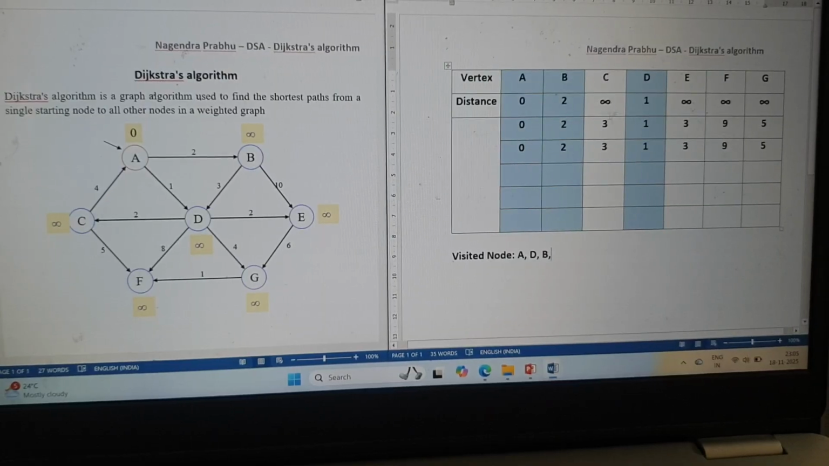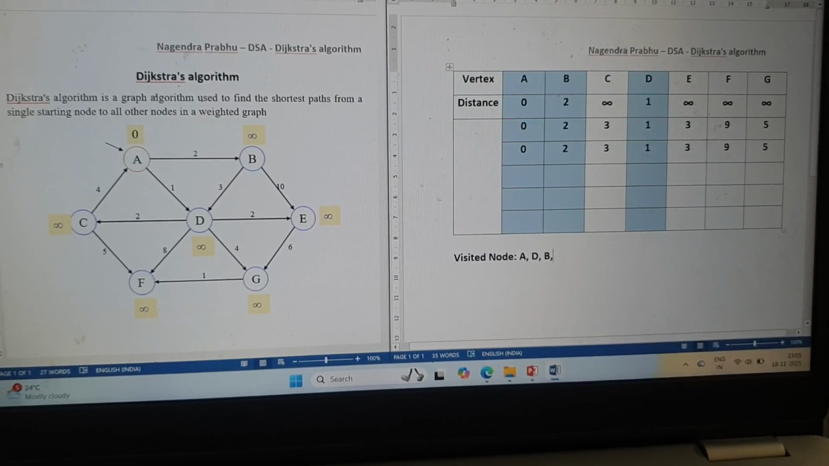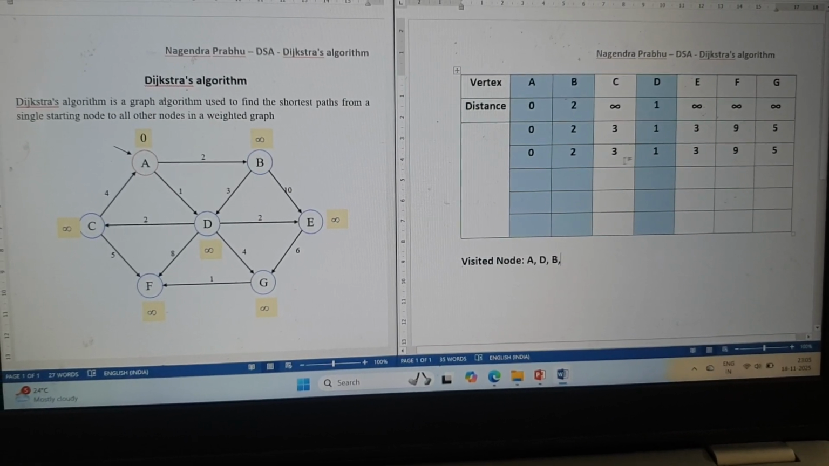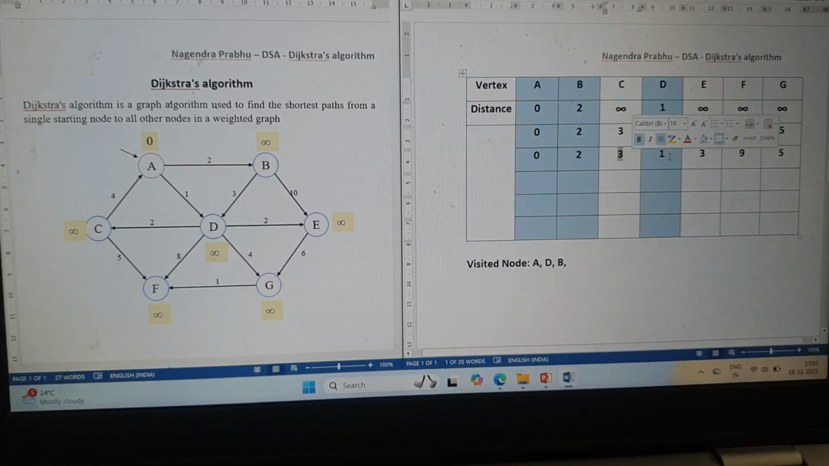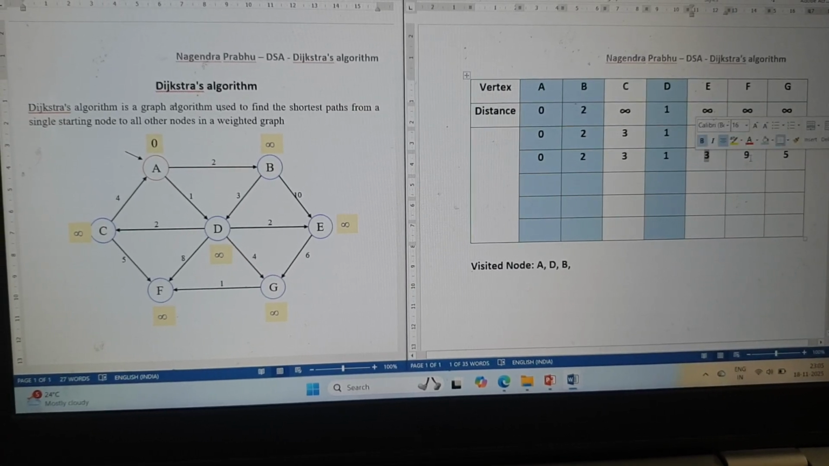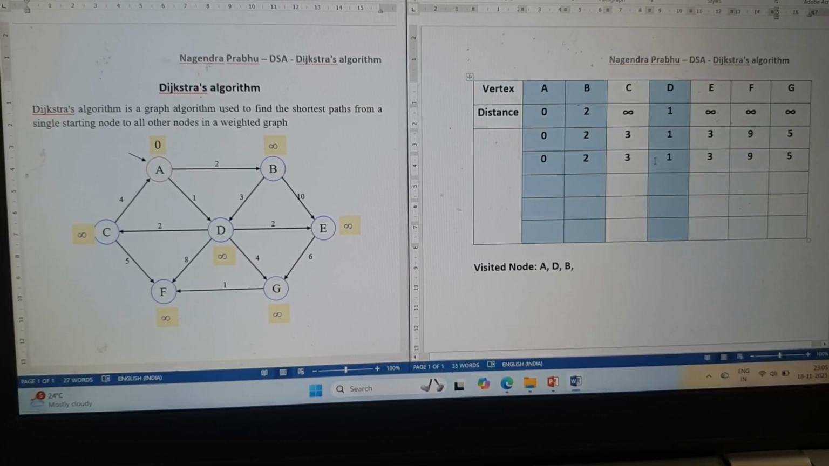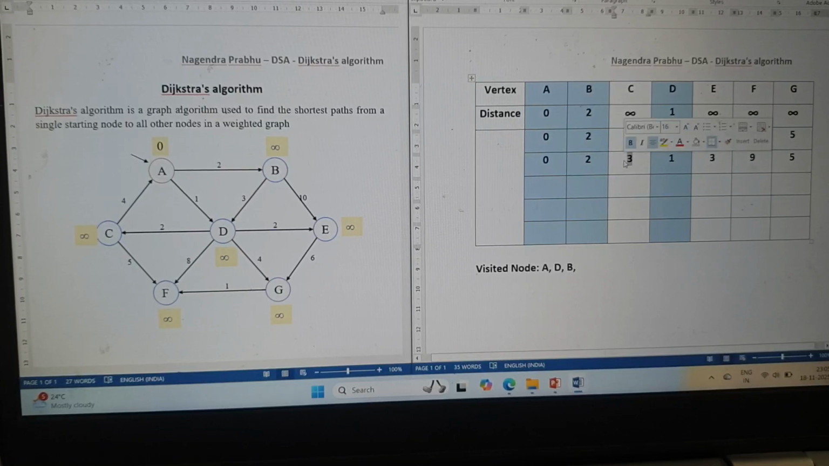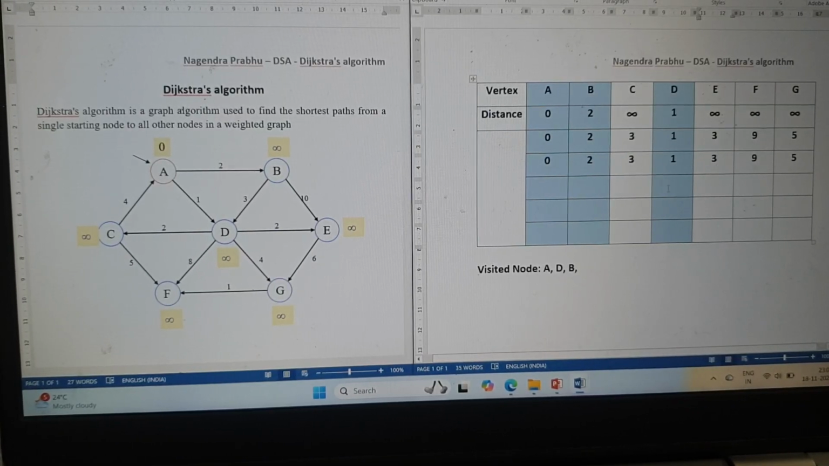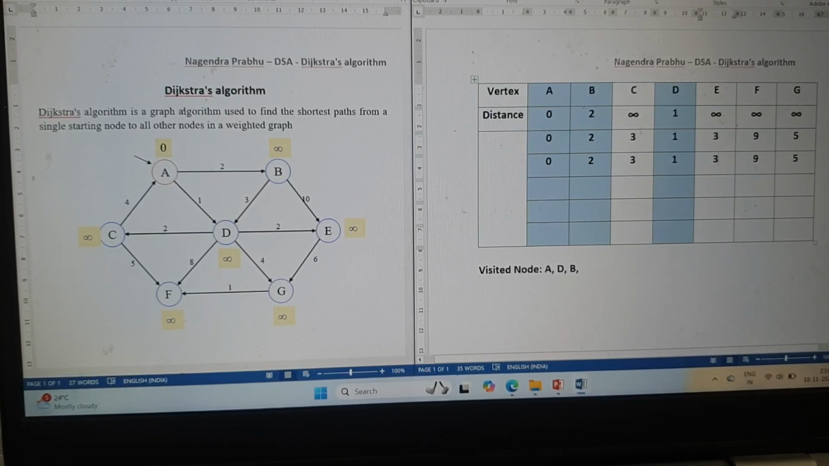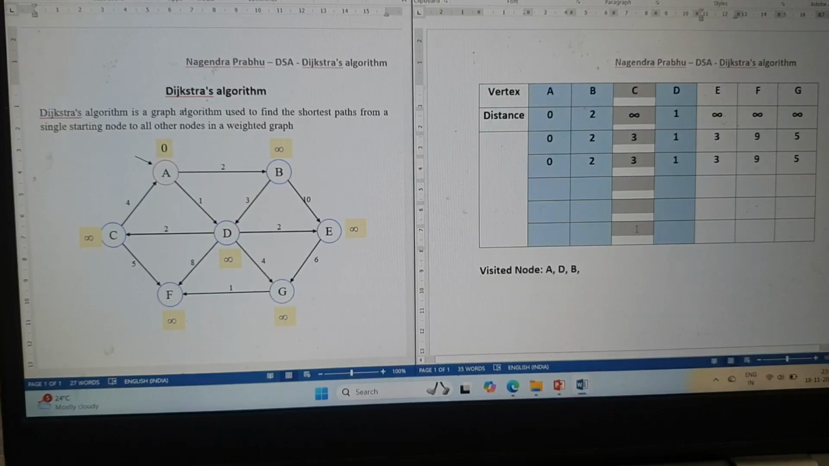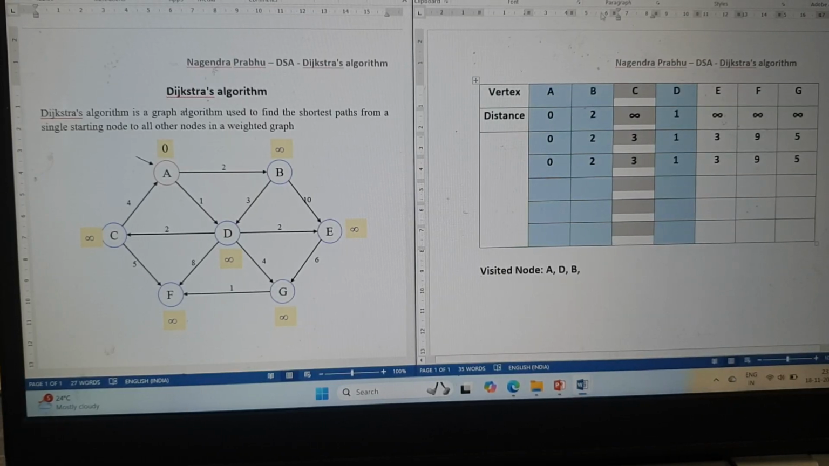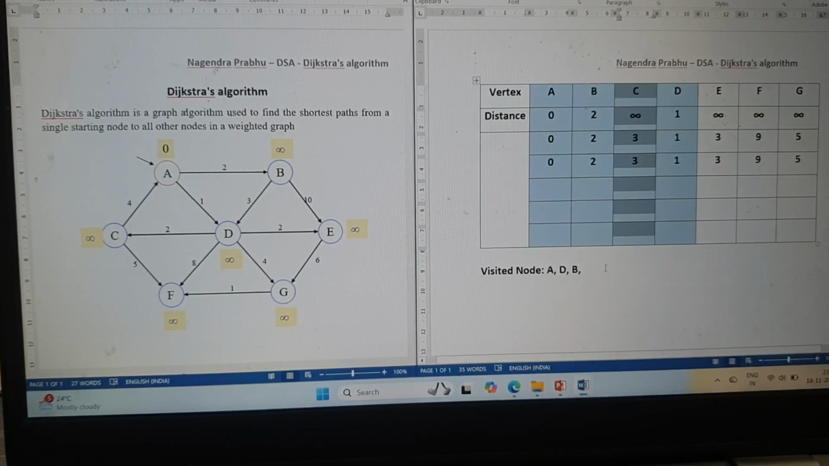Now you can take C, E, F, G. Among these, which one is minimum? So 3 here, 3 here, 9 here, 5 here. So you can choose C, this 3, or this 3, because both are the same value. I am first taking the C value. Now I am going to visit C, because the next minimum is this one. So I have visited C.